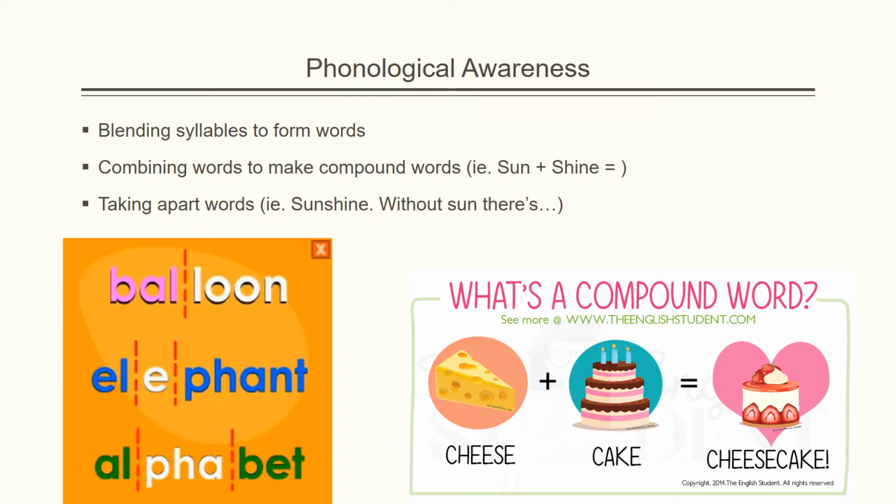Phonological awareness talks about blending syllables to form words, combining words to make compound words such as sunshine or cheesecake. Lastly, we take apart the words. For instance, sunshine. Without sun, there's shine. Without cheese, there's cake.